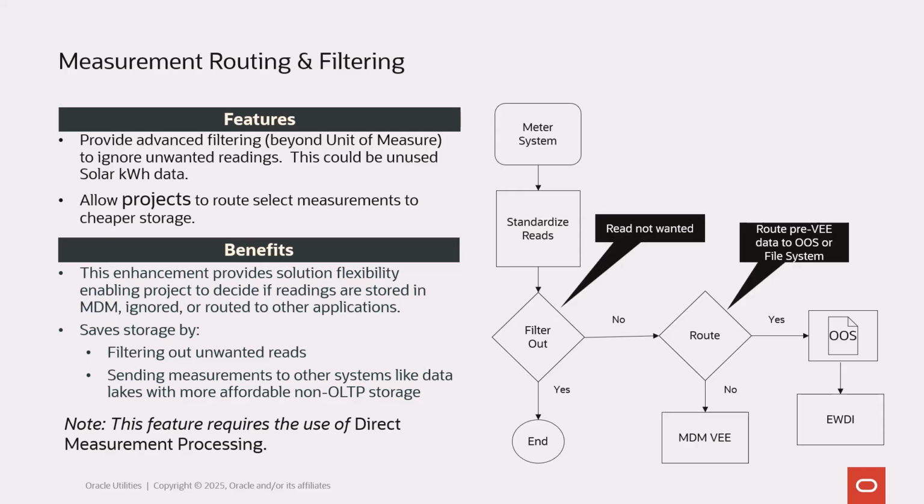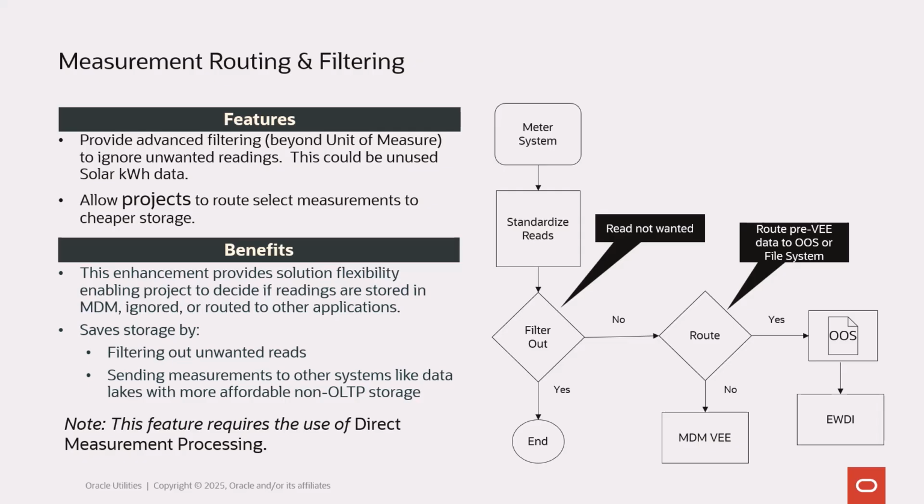This could be solar generation. Some customers have turned on solar channels for all of their meters, but they have very few customers with solar data coming in as generated data. They're filling up their database with zero generation reads. This enhancement will filter out those kWh generation reads via MC type configuration. It allows projects to route select measurements to cheaper storage also.